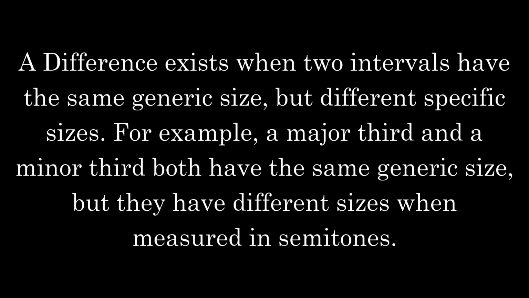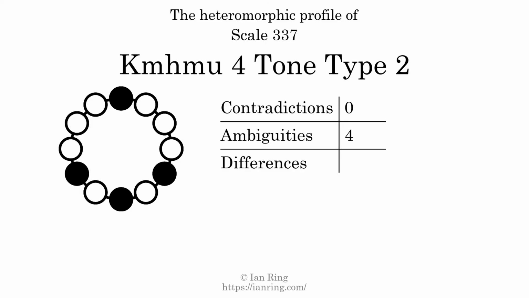A difference exists when 2 intervals have the same generic size, but different specific sizes. For example, a major third and a minor third both have the same generic size, but they have different sizes when measured in semitones. The number of differences in this scale is 13.